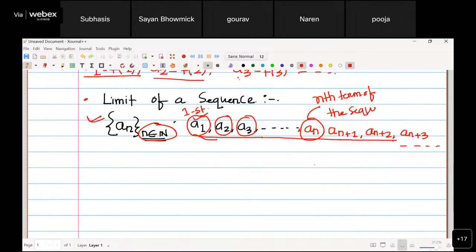Sir, I have a doubt. Yes, please. Will a finite set never be a sequence? No. A sequence will always be infinite. So what do you mean by finite number?